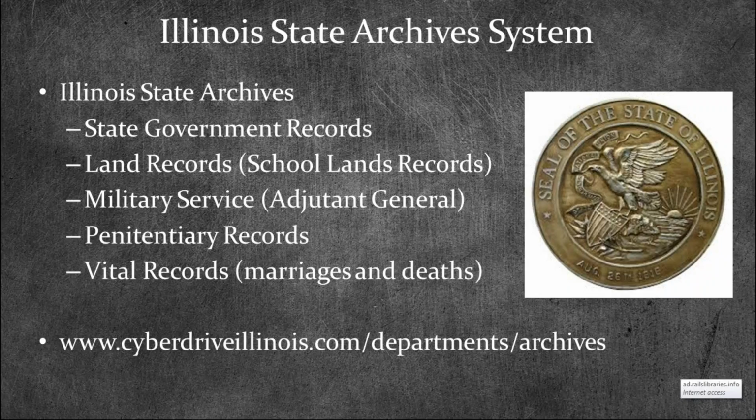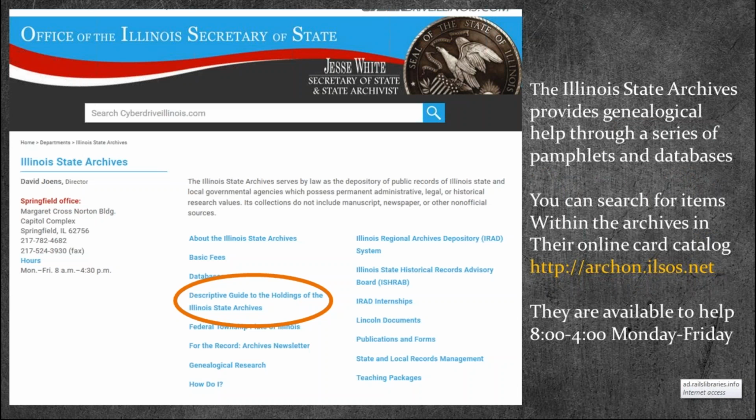They also have vital records. They have marriages and deaths that are available to the public on microfilm. You can also request these through the State Archives website as well. There's the link, and I give the link to you down here at the bottom. But I want to walk you through a couple of slides so you can get a feel for the types of things that they have. Now, the Illinois State Archives will provide genealogical help to you as best as they can.